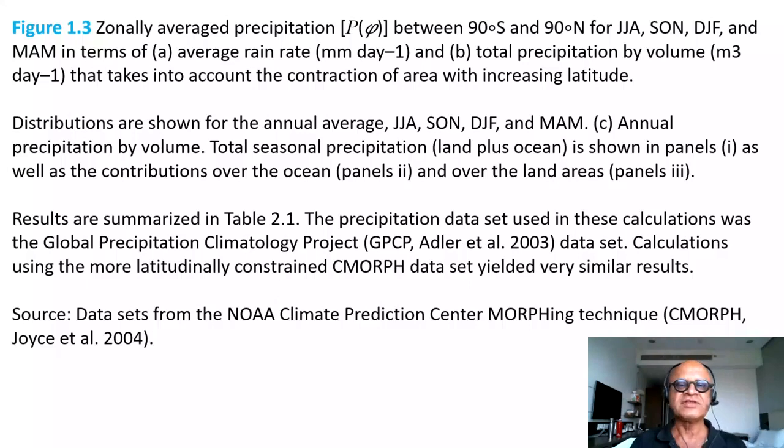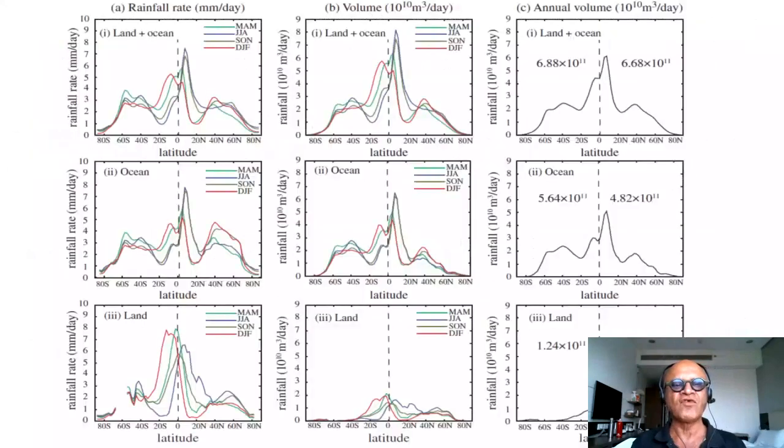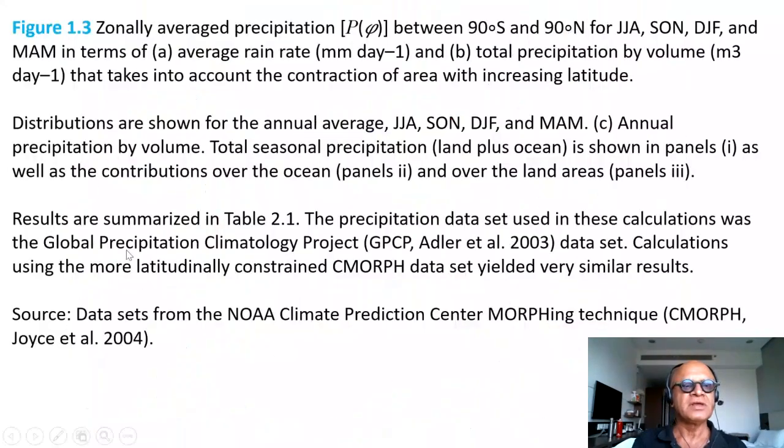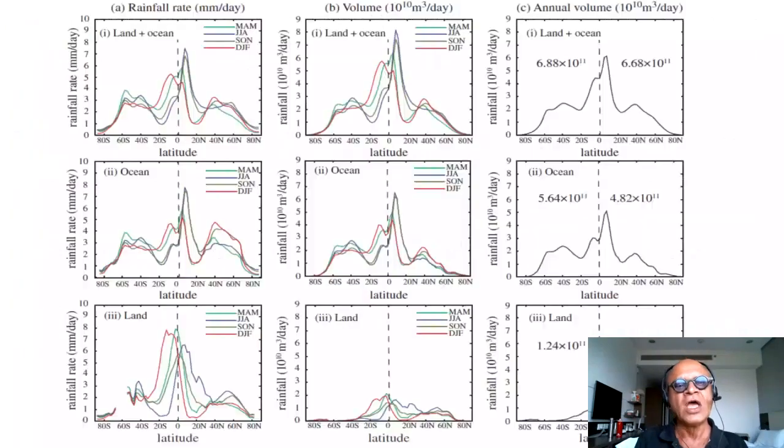That's where those differences in the data products come from. GPCP combines all the gauge data and other radar data and satellite data and so on and so forth. Okay, so this is a bit detailed, so don't worry, we'll go through it. What is being shown? Rainfall rate in millimeter per day.